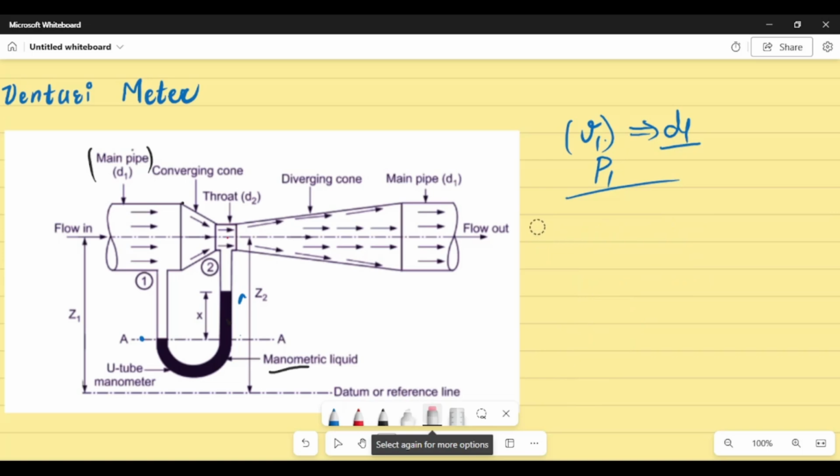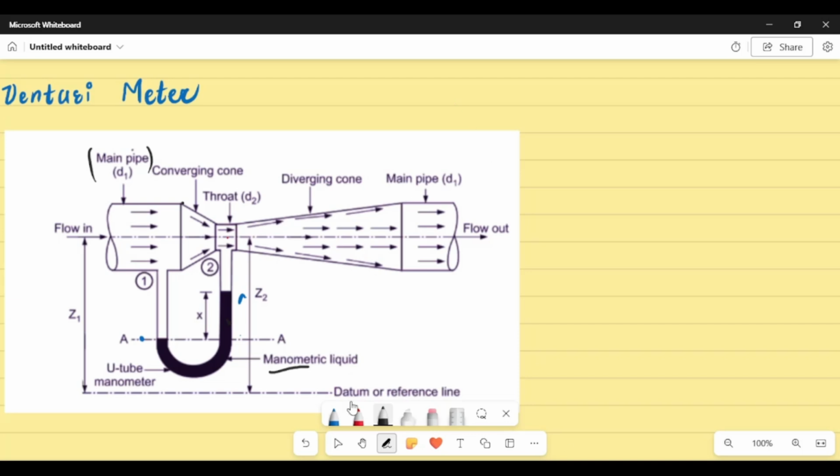Now I would like to look at the derivation portion, some calculations of this particular thing. We are going to calculate the velocity, then the flow rate, and then the coefficient of discharge in this particular figure. So let's start with our derivation portion. First of all, I would like to write the solution.